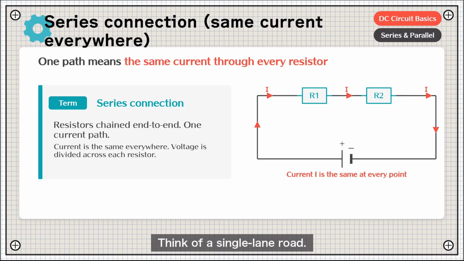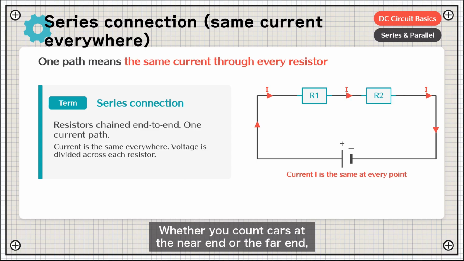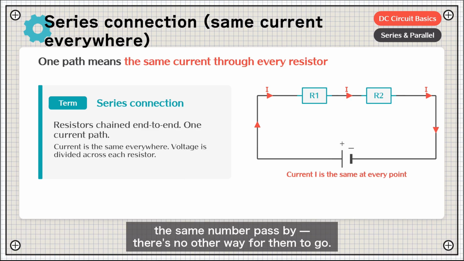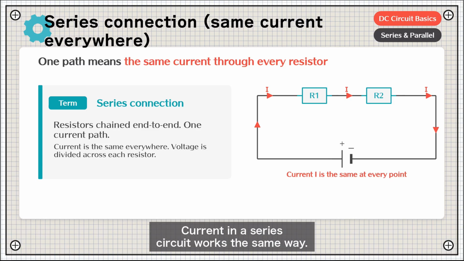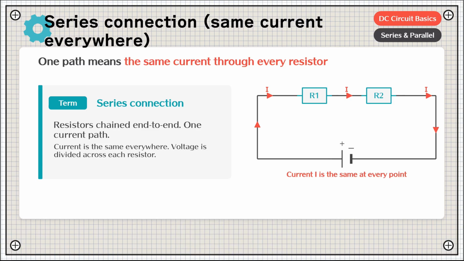Think of a single-lane road. Whether you count cars at the near end or the far end, the same number pass by. There's no other way for them to go. Current in a series circuit works the same way.